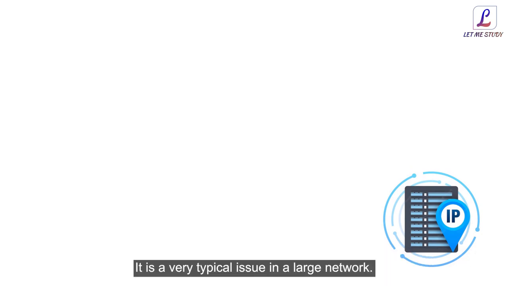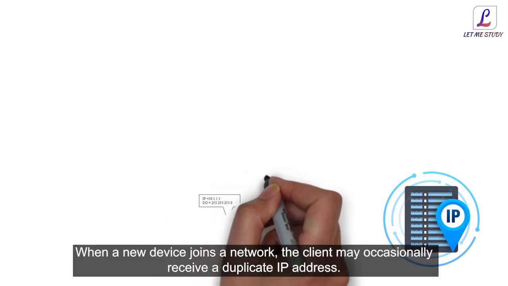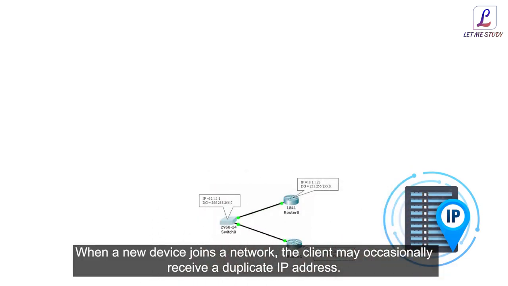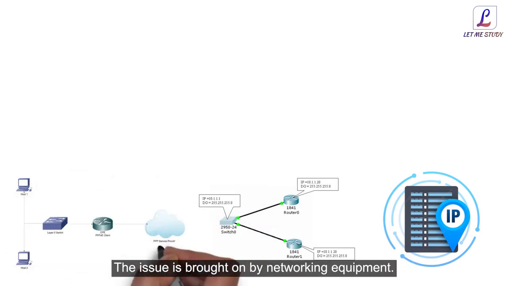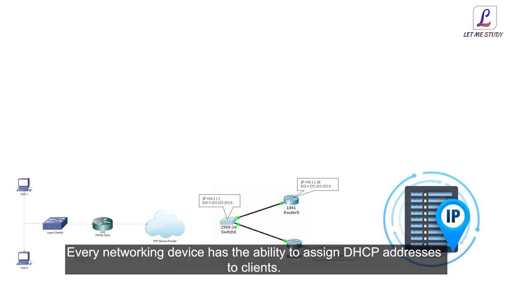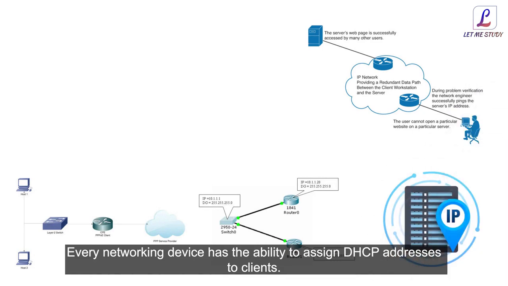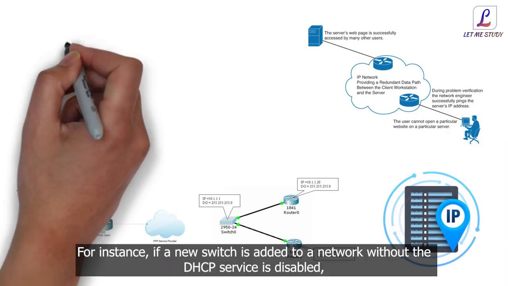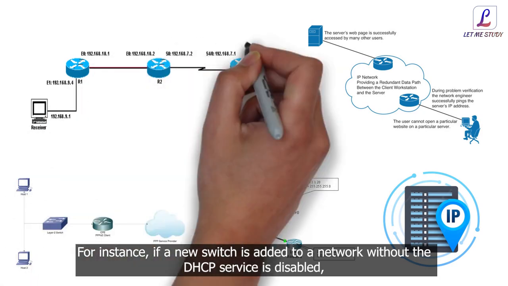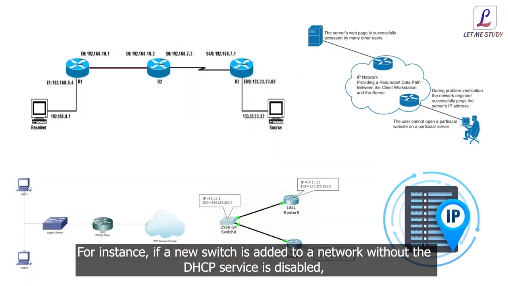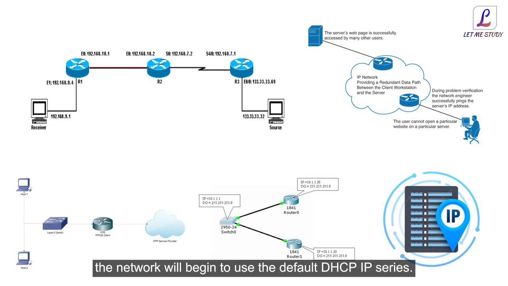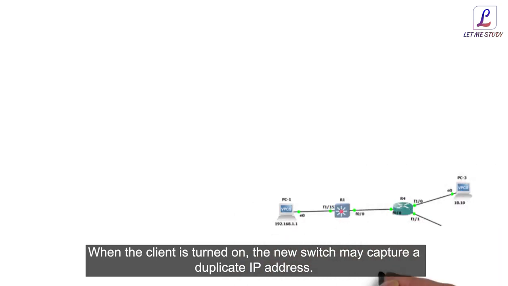It is a very typical issue in a large network. When a new device joins a network, the client may occasionally receive a duplicate IP address. The issue is brought on by networking equipment. Every networking device has the ability to assign DHCP addresses to clients. For instance, if a new switch is added to the network without the DHCP service being disabled, the network will begin to use the default DHCP IP series. When the client is turned on, the new switch may assign a duplicate IP address.